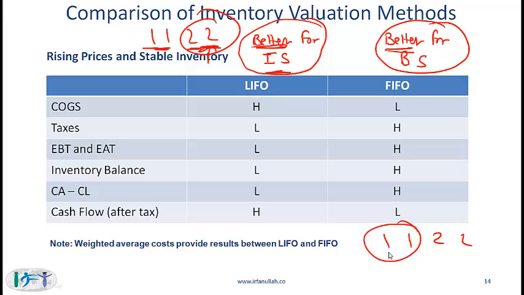So these two items are shown on the income statement, which compromises the quality of the income statement, because on the income statement we are now showing a cost that is lower than the current value of inventory. But on the balance sheet we are showing 2 and 2, which reflects the current value of inventory. So again, better means which method is better reflecting the current economic reality.